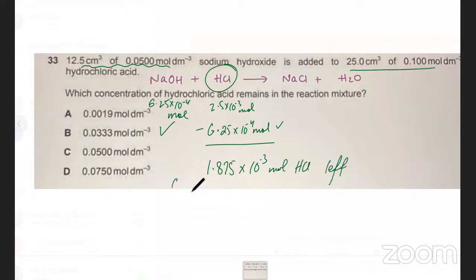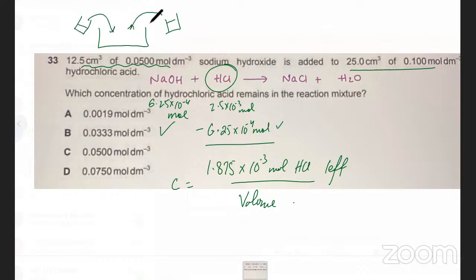How do you find concentration? You divide the moles by the volume in dm cube, right? So what is the volume? Now you remember, 12.5 cm cube of NaOH has mixed with 25 cm cube. So the two solutions are together now. Is that clear? You've mixed the two solutions together now, right?